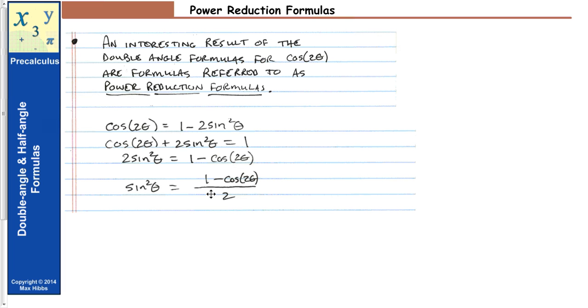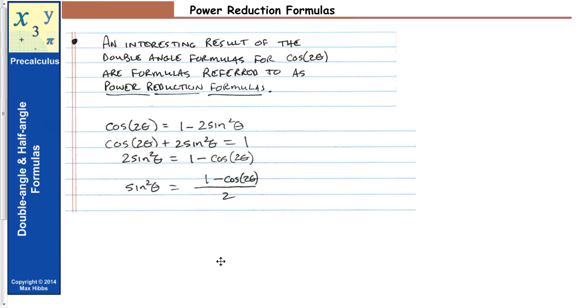It may not be clear why we would want to do this, but we've traded a power 2 of sine of theta for a power 1 of cosine theta. The only issue is we have the cosine of a double angle. But it's called a power reduction formula because we're replacing a squared sine function with a cosine function to the first power.